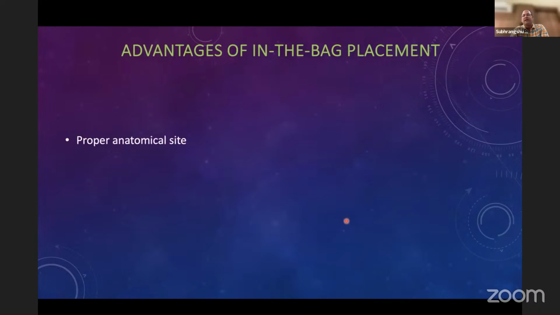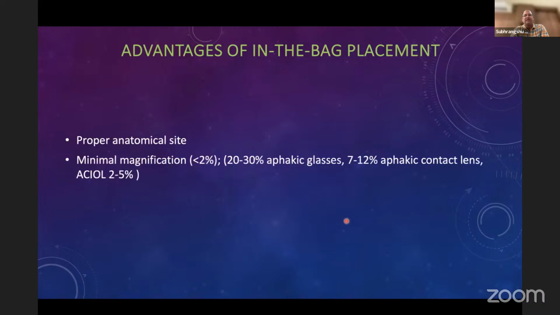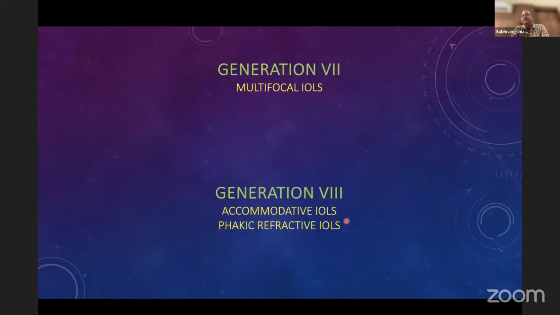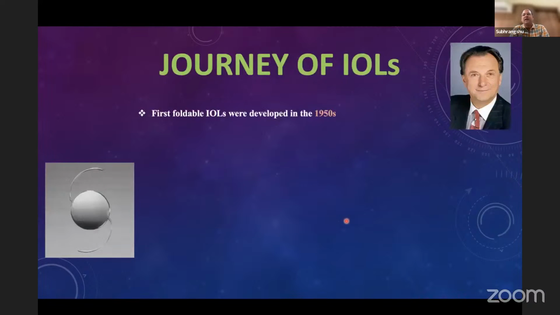So advantages of in the back placement of IOLs: obviously, proper anatomical site, minimal magnification of less than 2%, low incidence of lens decentration and dislocation, and maximal distance from the posterior iris pigment epithelium, iris root, and ciliary processes, hence lesser chances of inflammation. Generation 7 is usually referred to as the multifocal IOLs, whereas generation 8, we refer to the accommodative IOLs and the phakic refractive IOLs.